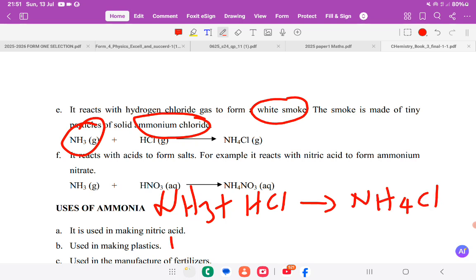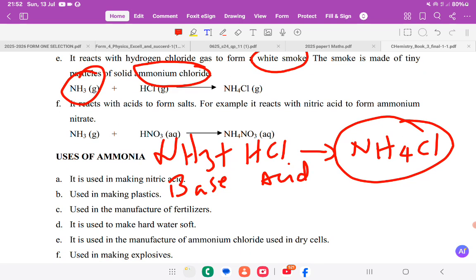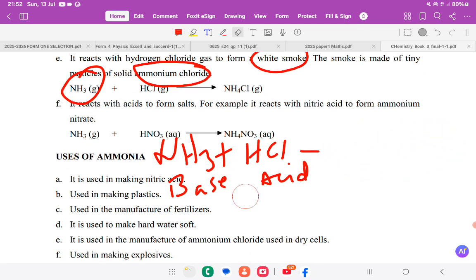Take note, this is a base and this is an acid. It's acidic, especially when it's in aqueous solution. All right, so when a base and an acid react, the product is in most cases a salt. So master the equations so that in an exam you should not struggle to write these equations down.